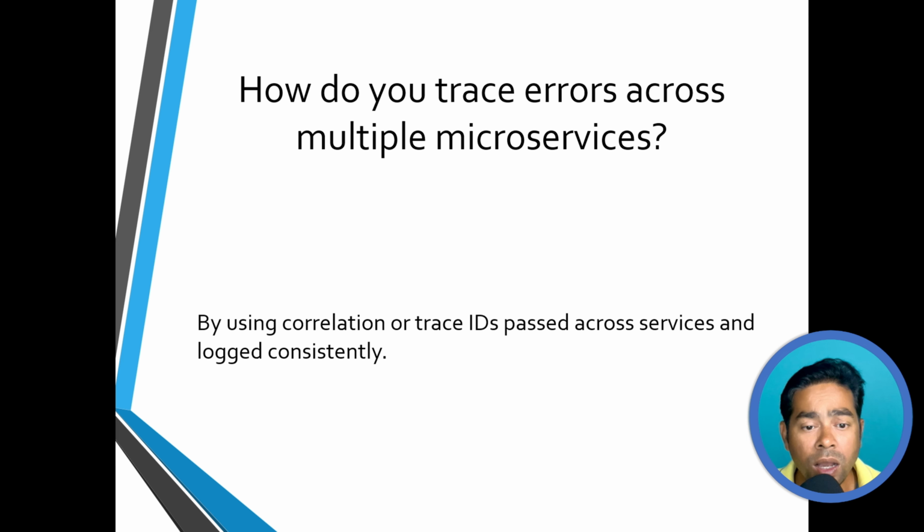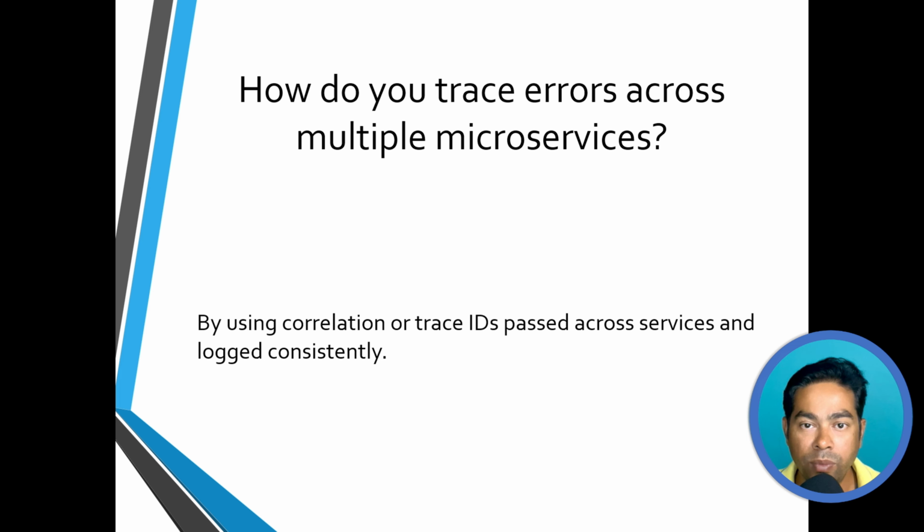So how do you trace errors across multiple microservices? Whenever any request comes in, it is not processed by only one service. Internally or externally, multiple services are involved in a particular request to produce the response, right? So how will you trace it?